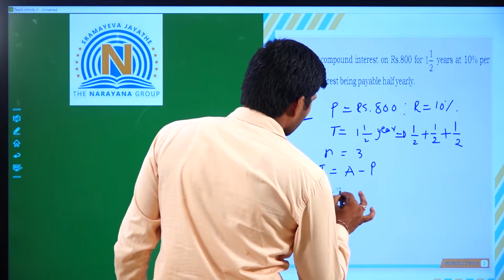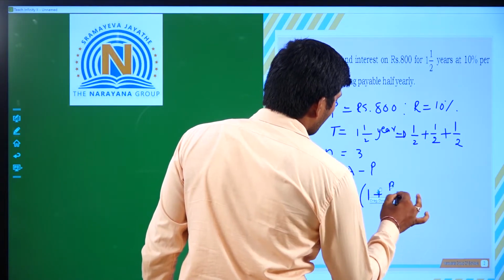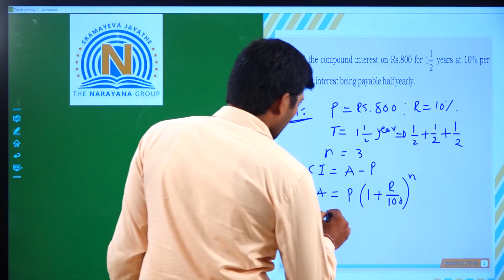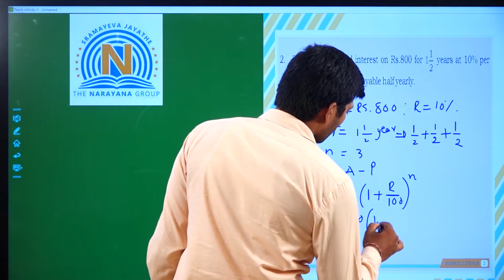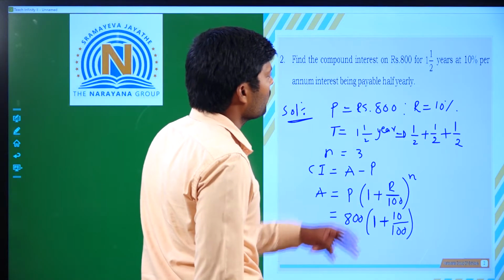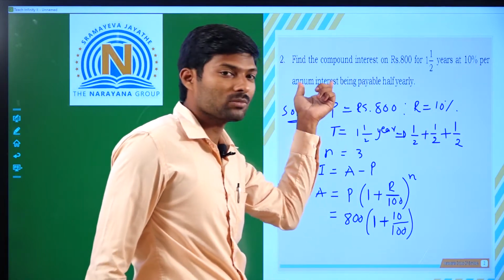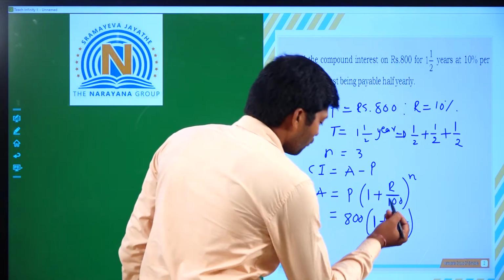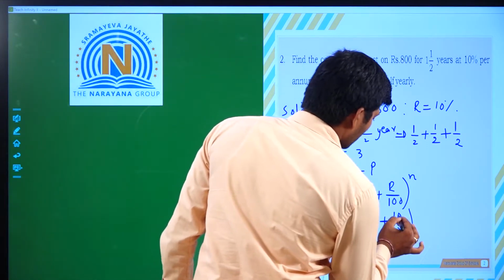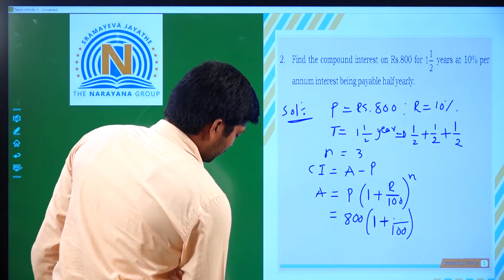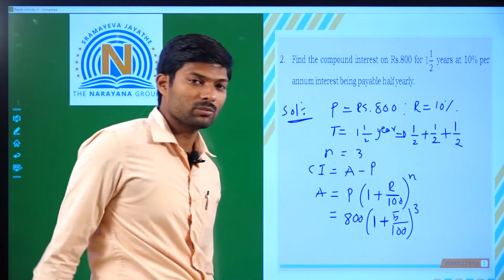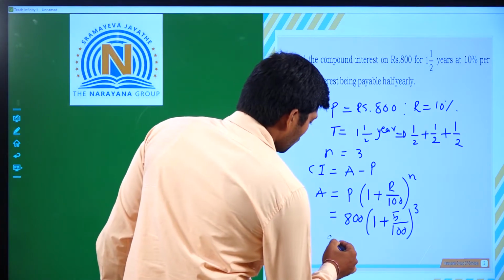Now we need to find the amount. A is equal to P into 1 plus R by 100 whole to the power of n. Here P is 800 into 1 plus R by 100, where R is 10. At 10% per annum yearly, but since it is half yearly, that 10 will become 5. And n will become 3, as there are 3 halves. So how to simplify this?